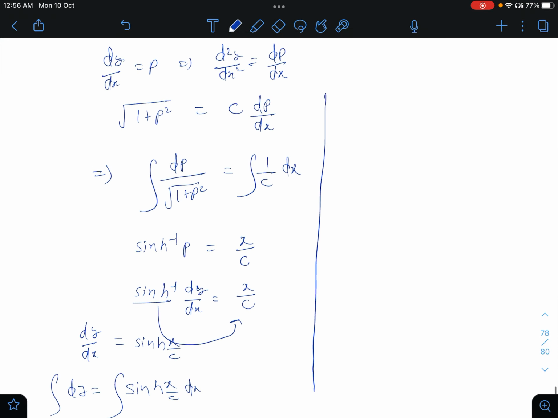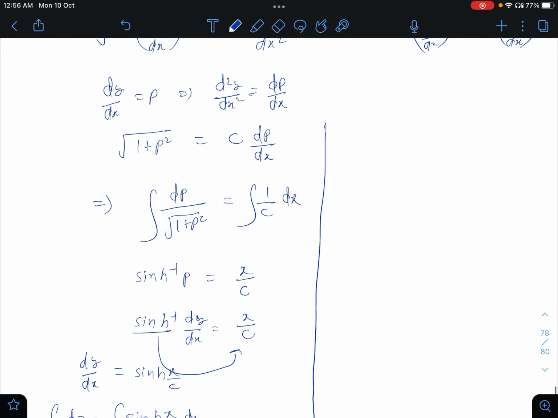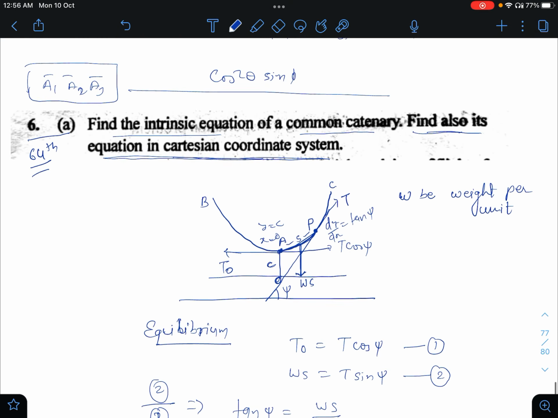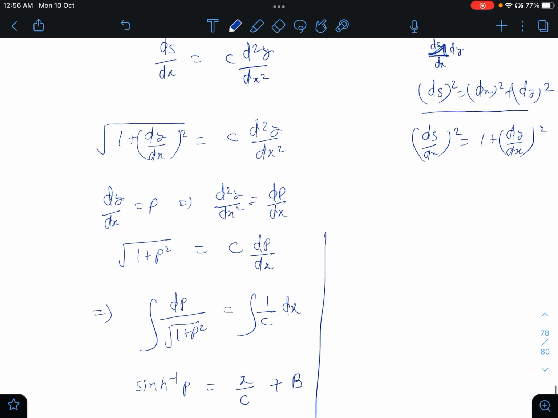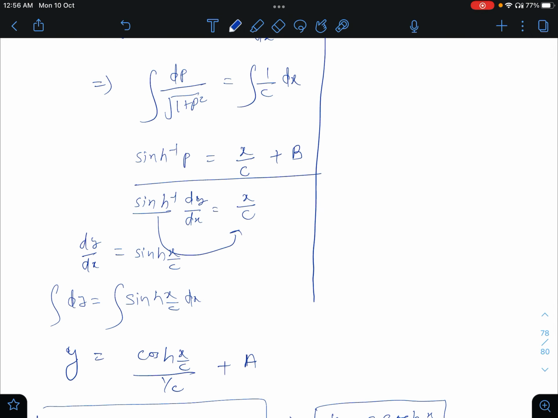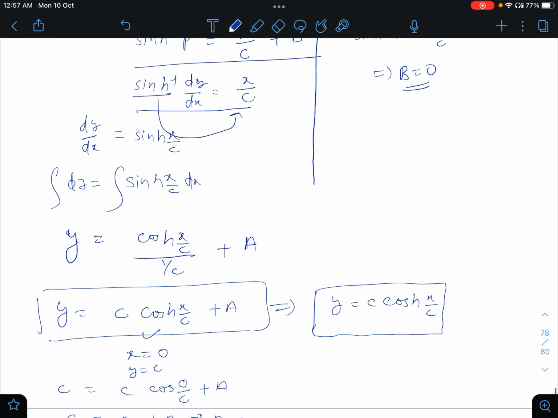Guys, we have forgotten one thing here, the constant of integration in the earlier step. Let us assume that the constant of integration is b. At point A, the slope is 0, that means dy by dx is equal to 0, and at point A, x is also 0, if we assume that the origin is below this point A. Putting these two into this equation, sine hyperbolic inverse 0 is equal to 0 by c plus b. This implies b is equal to 0. So we will get this equation and we can proceed further.